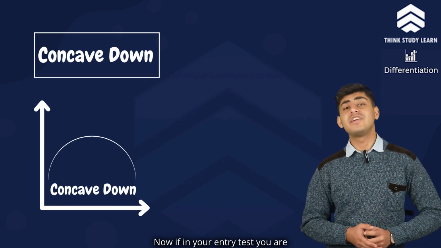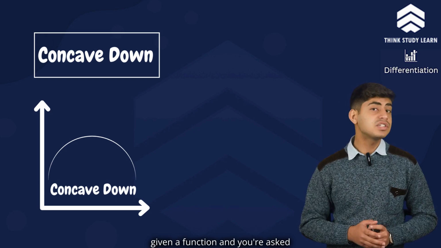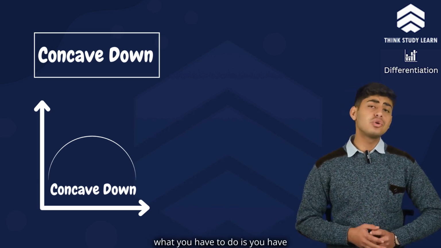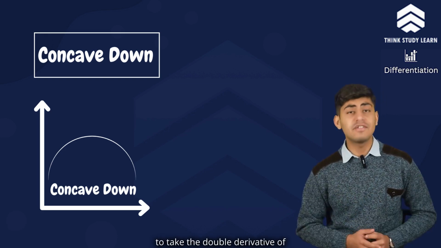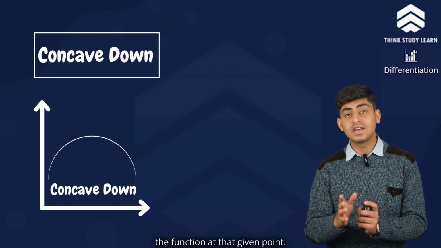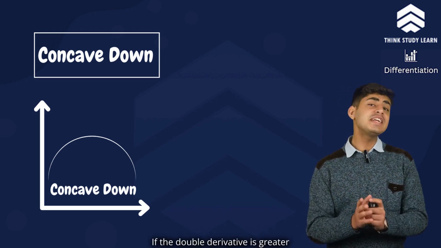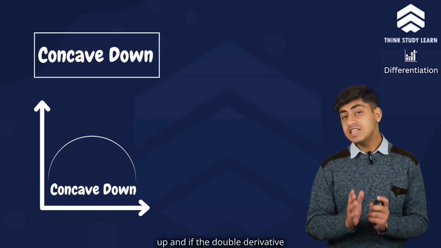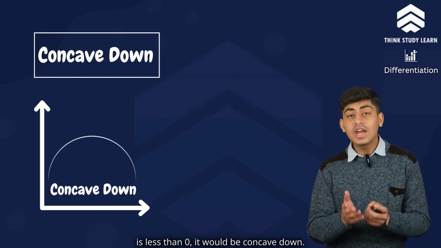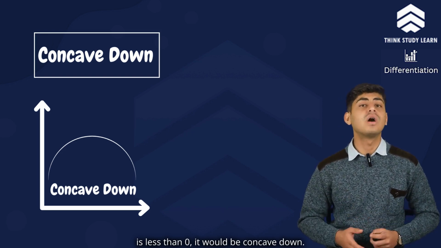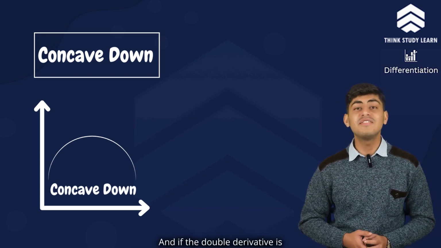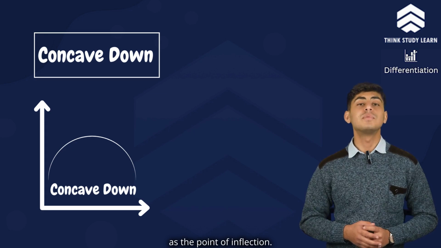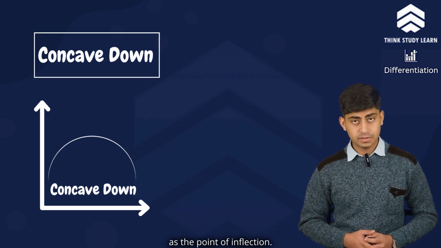Now, if in your entry test you are given a function and you're asked to check the concavity, what you have to do is you have to take the double derivative of the function at that given point. If the double derivative is greater than 0, then it would be concave up, and if the double derivative is less than 0, it would be concave down. And if the double derivative is equal to 0, then we have the point as the point of inflection.